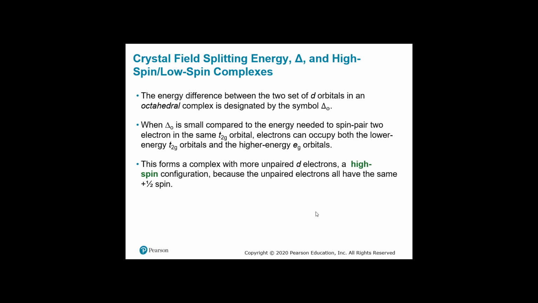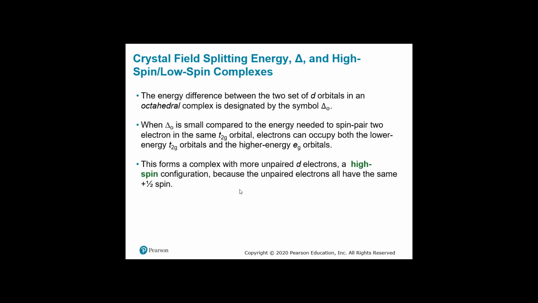Okay, so not only are they split, we have to look at certain things that happen. The energy difference between the two, for instance in the octahedral, is given the symbol delta with a little 0, crystal field splitting. Your book doesn't give this; it's from another slide. When this energy difference is small compared to the energy needed to spin pair two electrons in the same t2g orbital, electrons can occupy both the lower energy orbitals and the higher energy orbitals. I'll give explanations of what this is. It may not make sense.